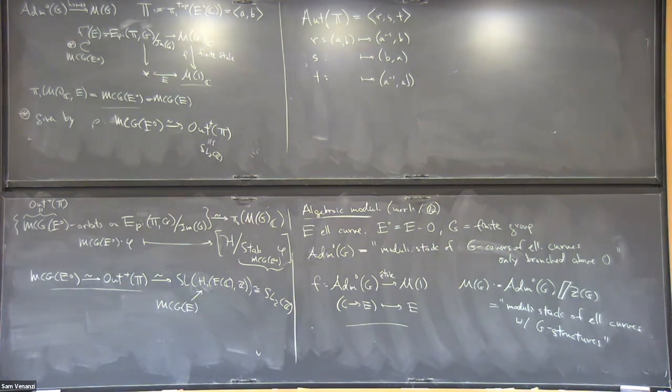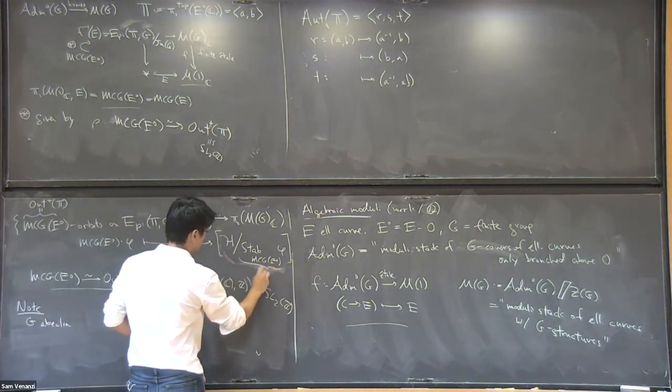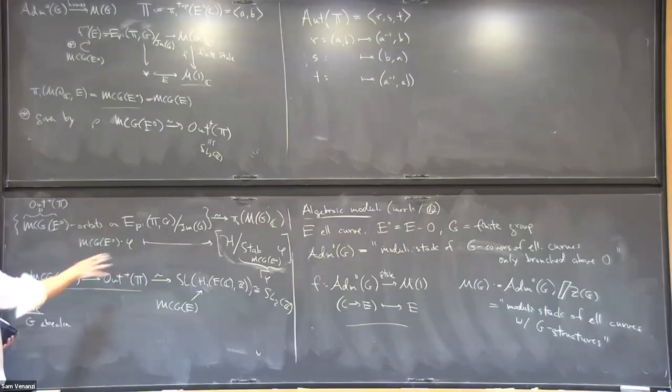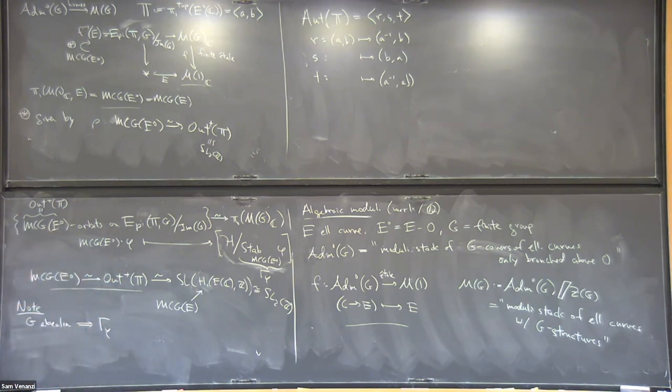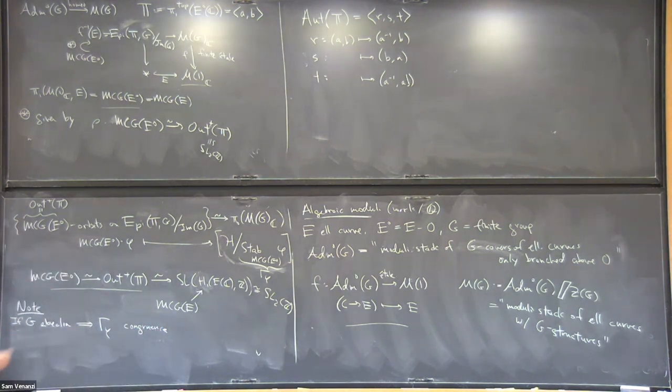Okay, so I'll note here that if G is abelian, let's call these stabilizers gamma phi, and consider them as subgroups of SL2Z, because this is a subgroup of the mapping class group, which is isomorphic to SL2Z. Assume that G is abelian. I mean, up to now, G was not abelian. That's right. So now, if G is abelian, that implies that gamma phi is congruence.